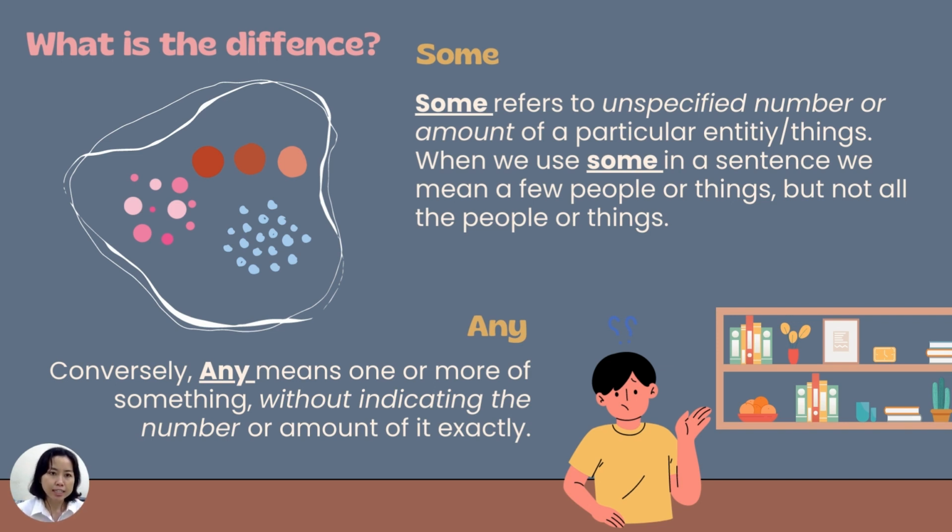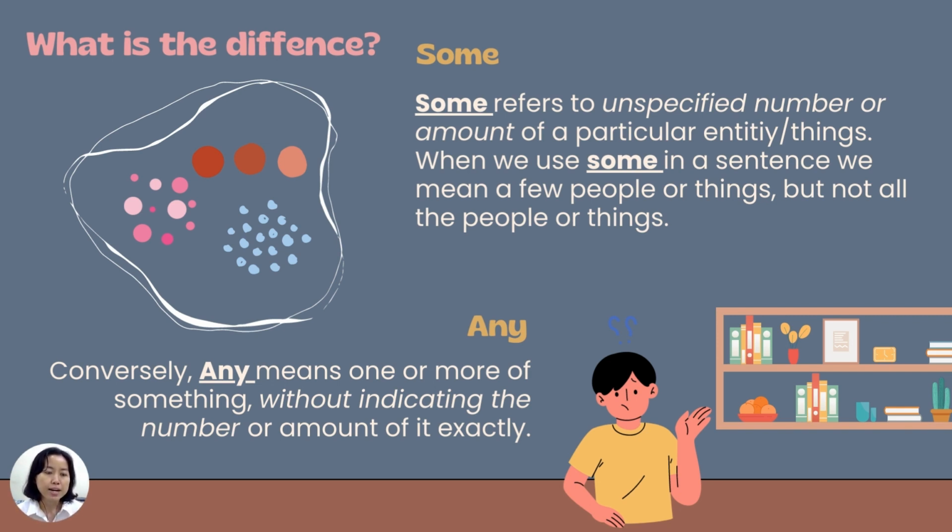Let's see the picture on the left side of the explanation. In that environment, in that circle, there are some dots with different colors. There are orange dots, pink dots, and blue dots. When we want to say an unspecified number or amount of a specific color of the dots, not all of the dots within the circle, we use some.